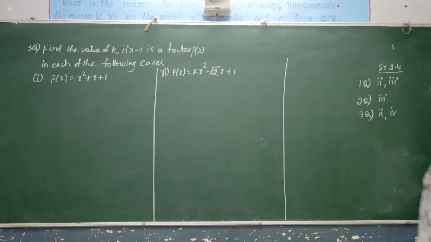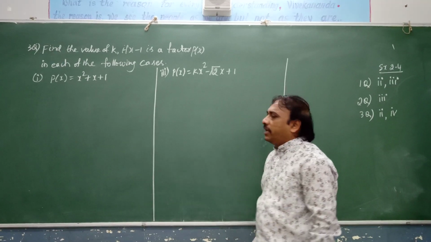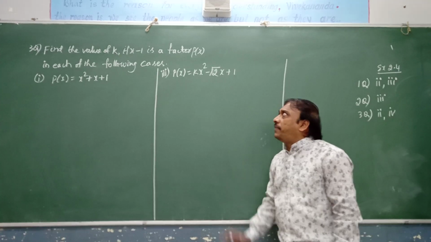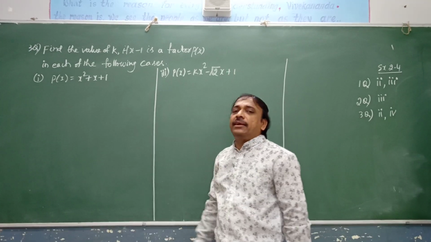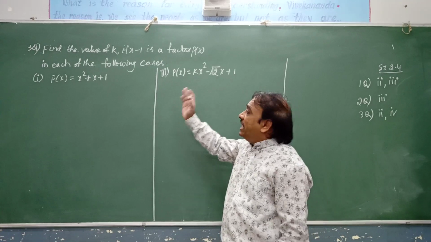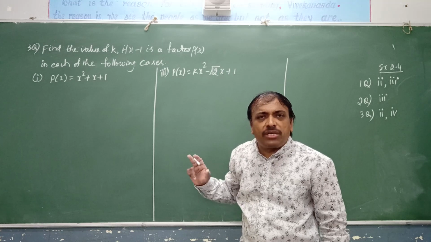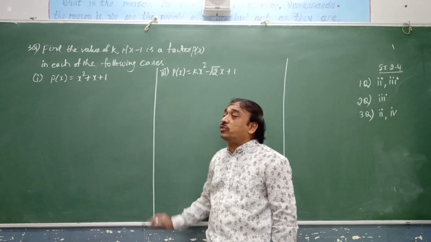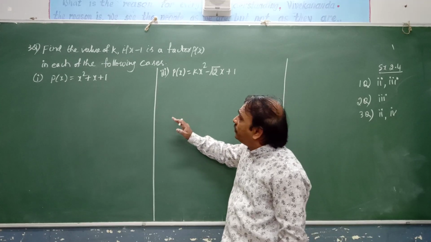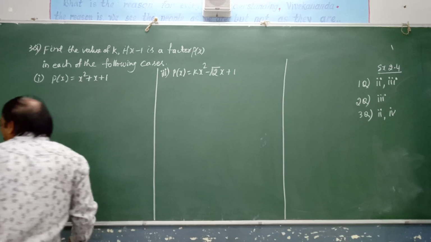Now we see question number 3 from the same. Find the value of k if x minus 1 is a factor of P of x in each of the following cases. That means it is a factor that he is giving. It is a factor means what? The remainder is equal to 0. If the remainder is equal to 0, then find the value of k. You have to find out the value of k.